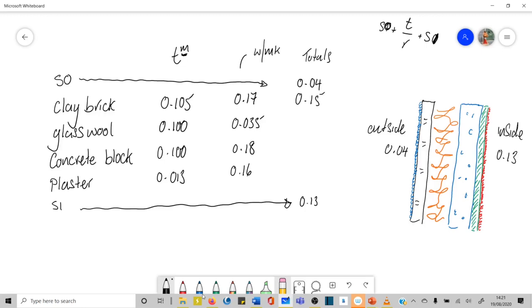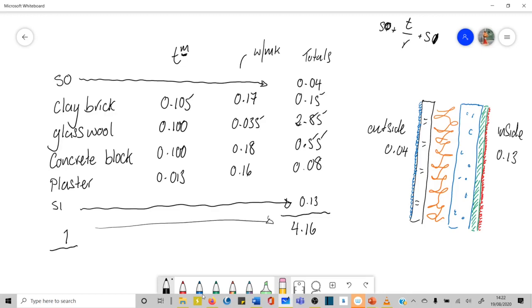0.15. Then the glass wool is 2.85. That's a big one, isn't it? That's a big number. Concrete block 0.55. And then the plaster 0.08. We add all of those up and it comes to 4.16. Okay, 4.16.